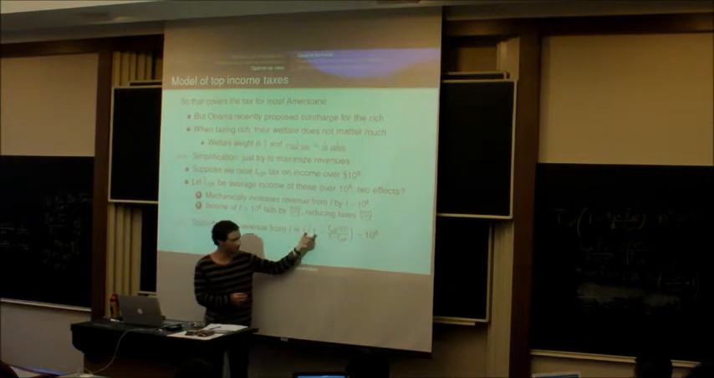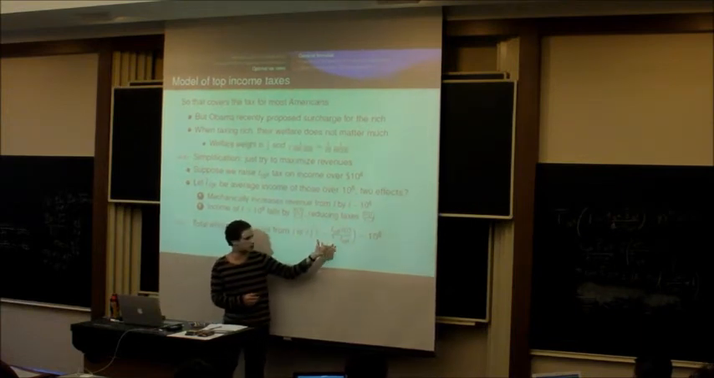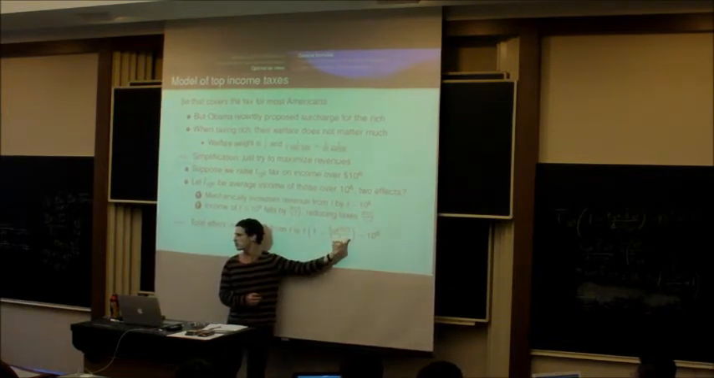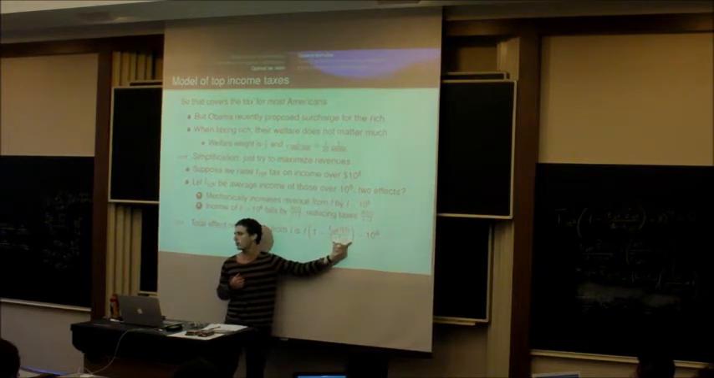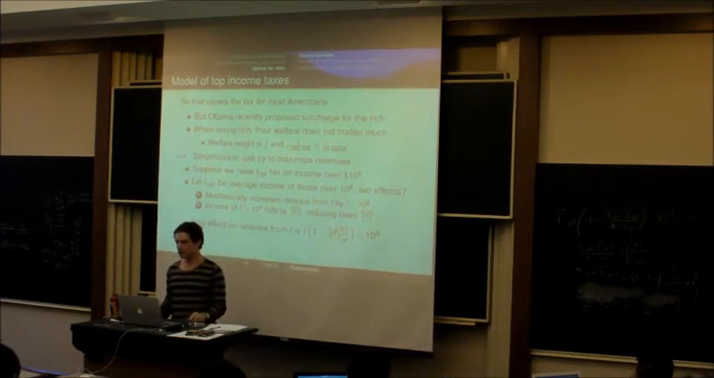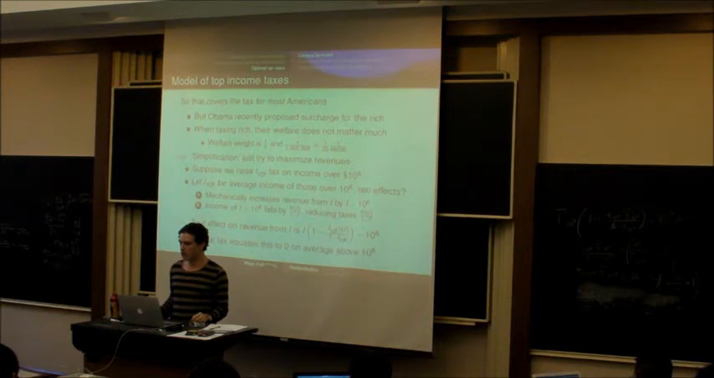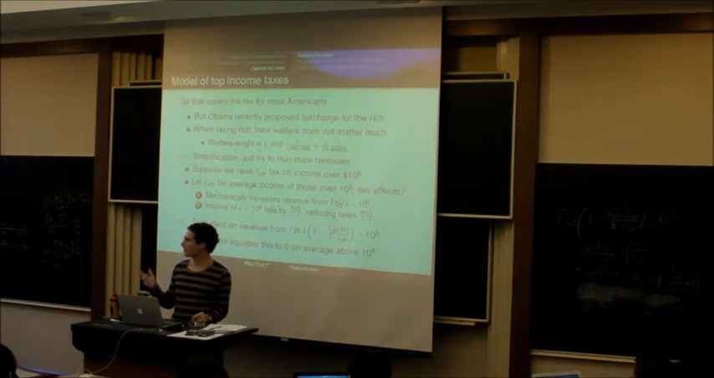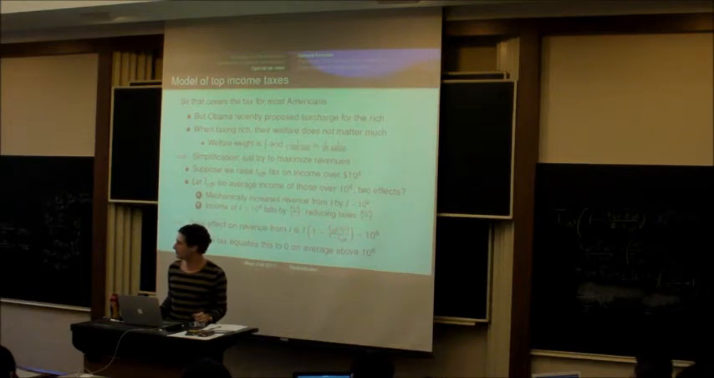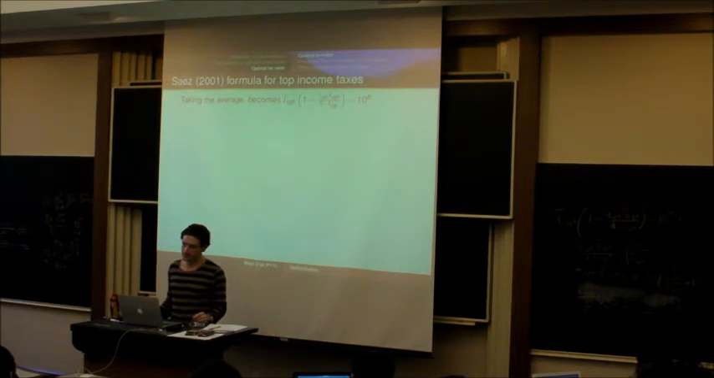This is the gain that we get by raising the price. This is the loss that we get by having to reduce the quantity. And then the optimal tax is going to equate this to 0 on average for people who are earning above $1 million, right? So the average marginal revenue we get out of all those people has to be equal to 0, right? And this is exactly what Saez's famous formula does.